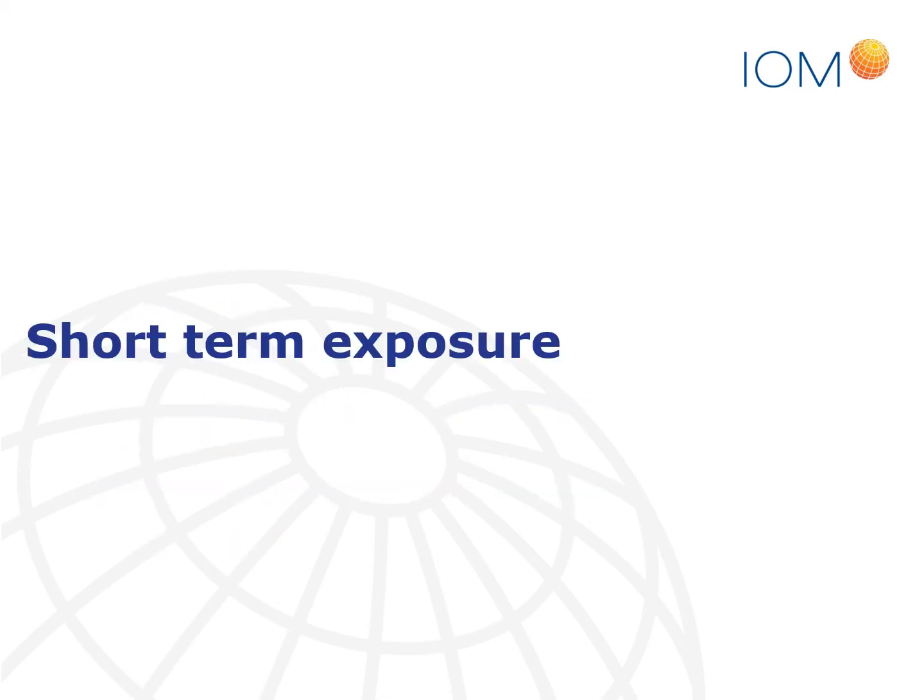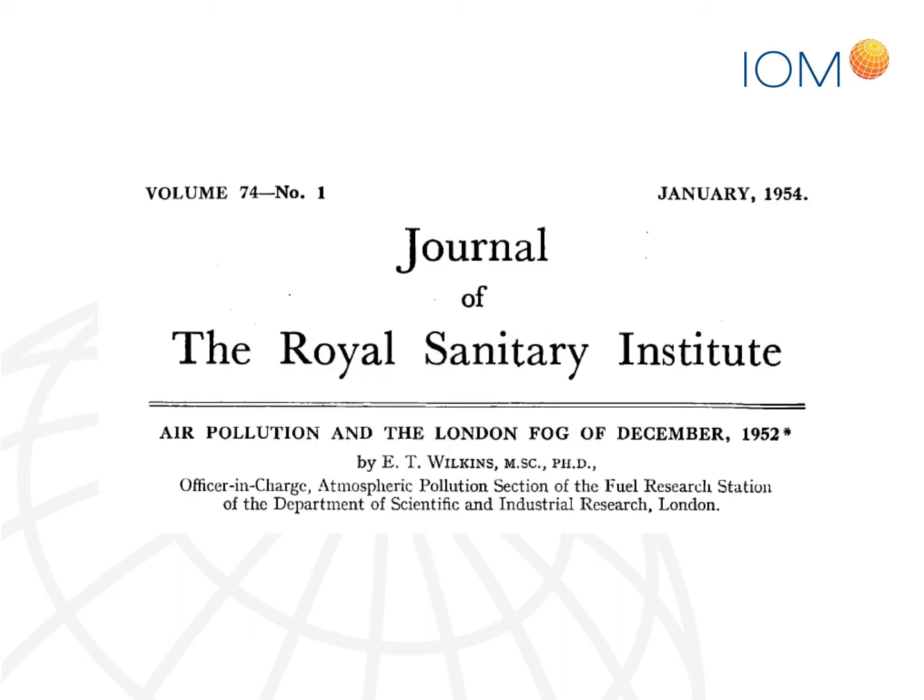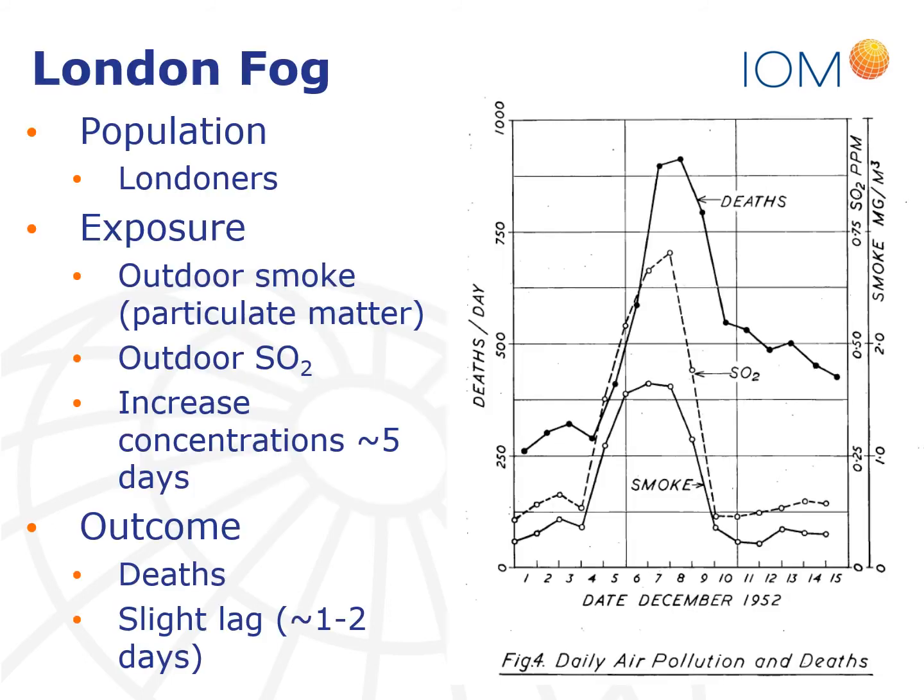Now, we will talk about some examples of short-term exposure and health effects, as well as long-term exposure and health effects. First, we start with short-term exposure. Air pollution has been known to affect health for decades. This analysis examines a famous pollution event in December 1952 in London.